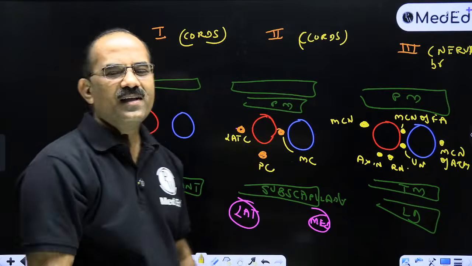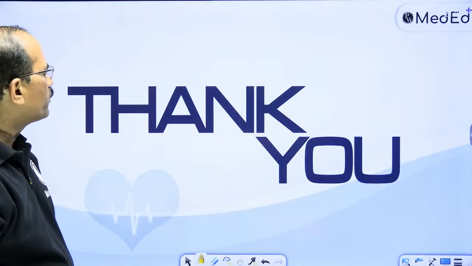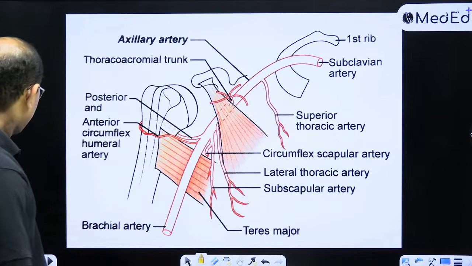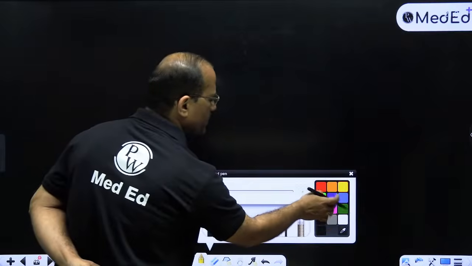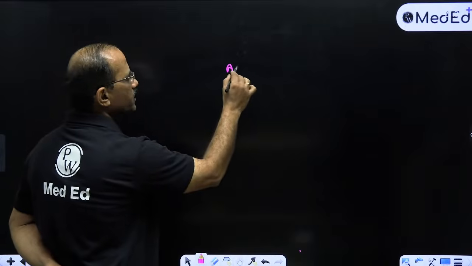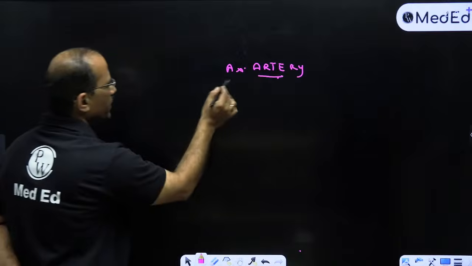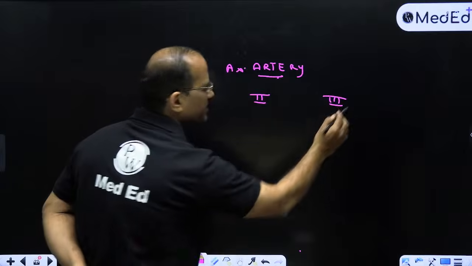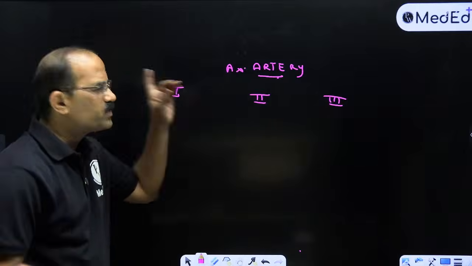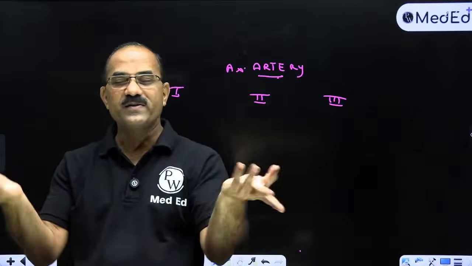Very good. Okay, now coming to the branches of axillary artery. बस branches आपको याद रखना है. You just need to know the branches of axillary artery. I'll just make it simple for you. Have a look. This is the axillary artery. तो कितने parts होंगे? First part, second part, and third part. Simple, simple, simple. First part gives one branch, second part gives two branches, and third part gives three branches.